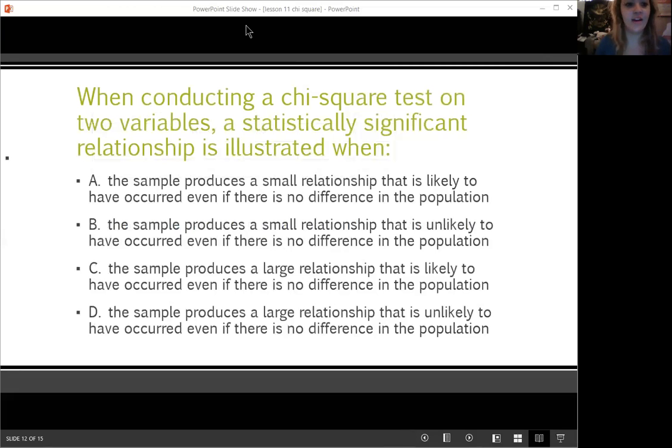All right, good job. Our answer is D here. Remember, when we're talking about statistical significance, we want to show that there's a large relationship, because our null hypothesis in chi-squared is saying that there's no relationship.